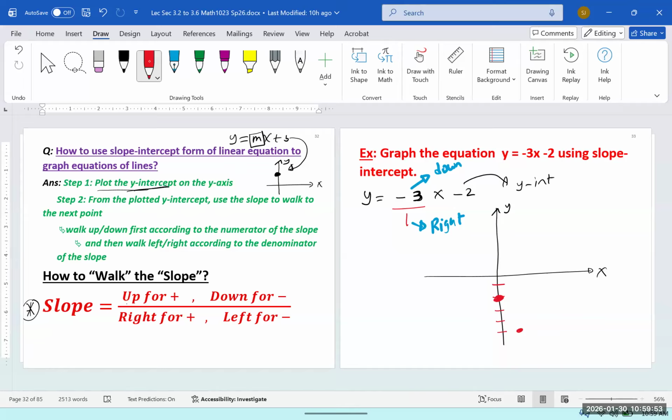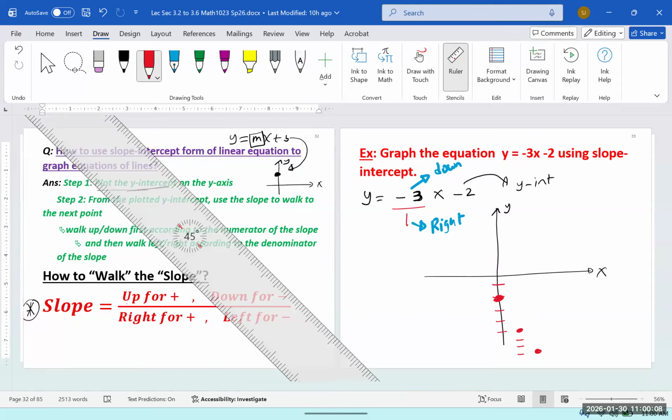But let's say you want to walk more. Then you can go more. 1 down, 2 down, 3 down. And then from that 3 down, you go 1 right. So you get more points. And then you take a ruler.